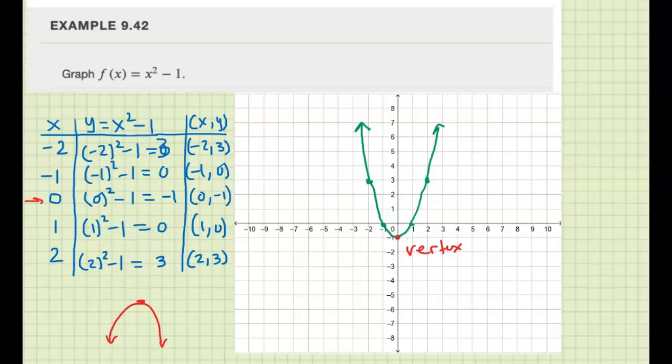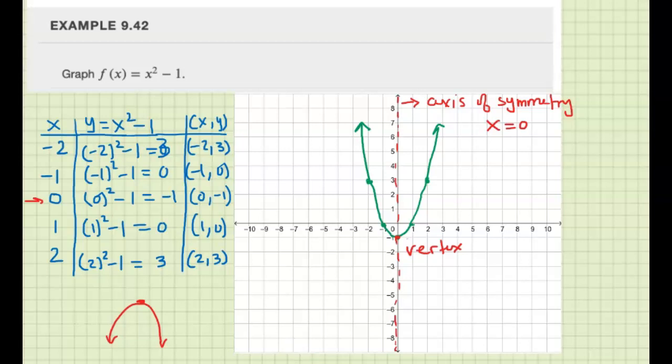We also notice that this is symmetric. It's kind of like a mirror image. If you fold the piece of paper along the y-axis, the two sides are going to completely match. So you can look at this line right here that cuts the parabola into identical pieces that are mirror images of each other. This is called the axis of symmetry. And we refer to it with an equation: x equals 0. That's where the axis of symmetry is.